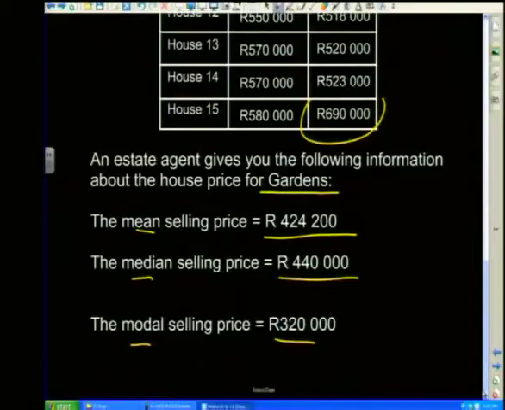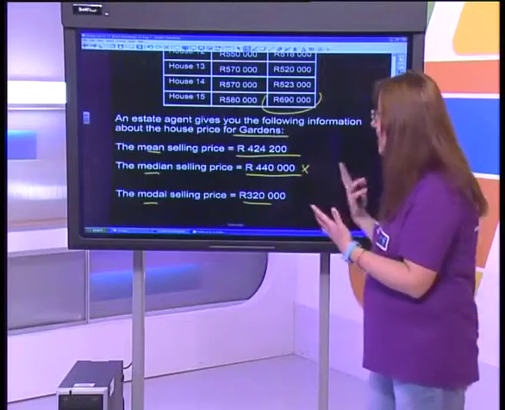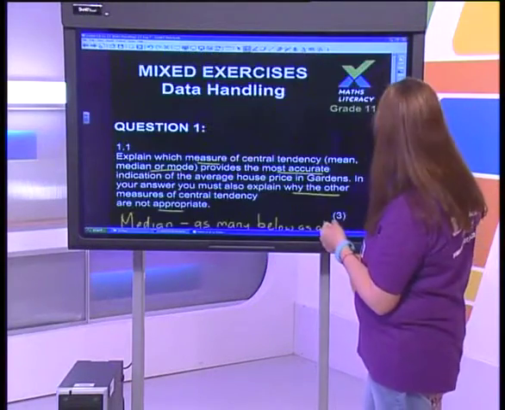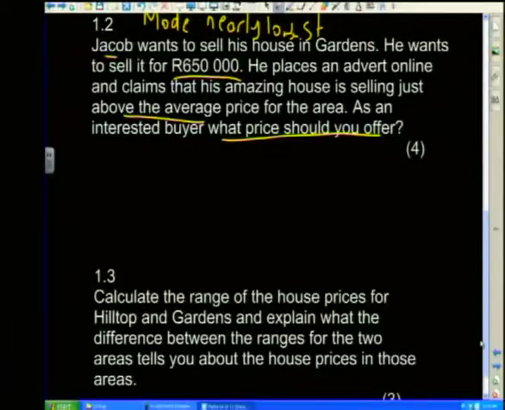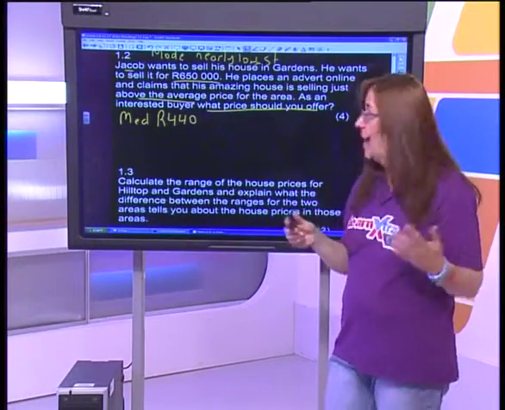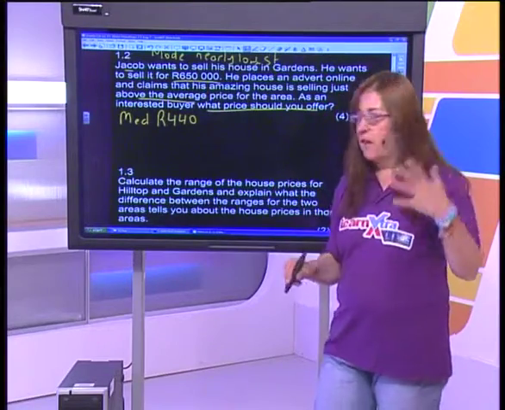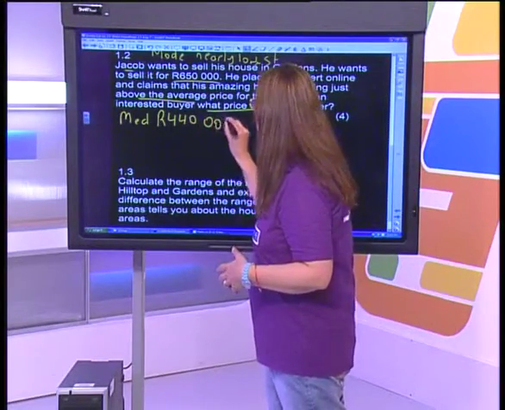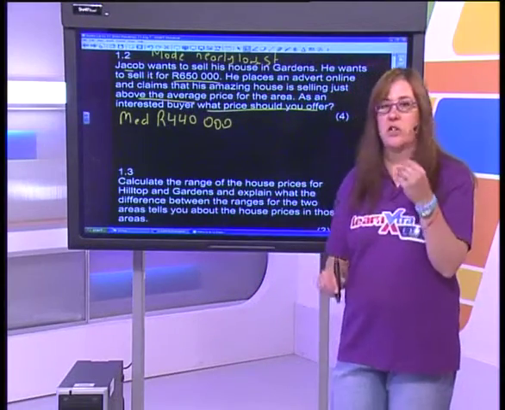our averages, we've decided that our median was probably the best to look at. Well, 440,000 rand. And what did he want? 650. He said just above average. Well, clearly 650 is way more than the 440. So your median was actually 440. In fact, there was only one house that was more than 650. So as a person interested in the house, what should you offer? I would say offer closer to the 440,000, and definitely not as close as 650.